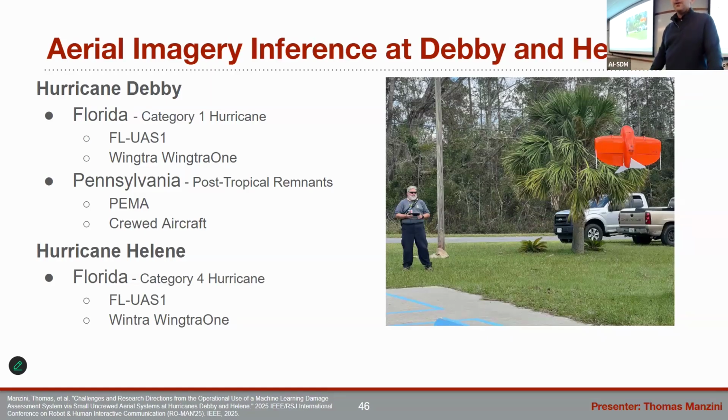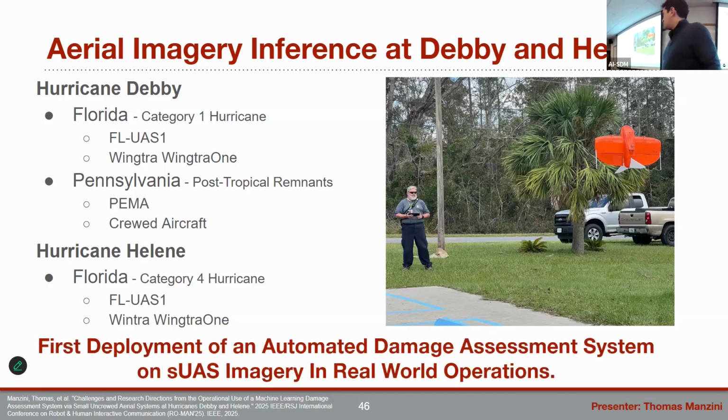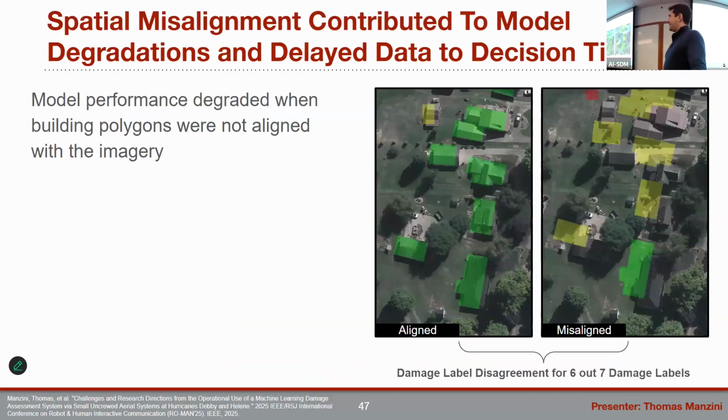And the second deployment we did was Hurricane Helene. This was a Category 4 hurricane that landed in Florida. Again, it was the same team that we have been deploying with, so this was again with their Wingtra One and again with FLUAS-1. We think this is the first deployment of an automated damage assessment system as a part of real-world operations. I keep saying this, and nobody's contradicted me yet. So if anybody has any other information, I'd love to hear about it.